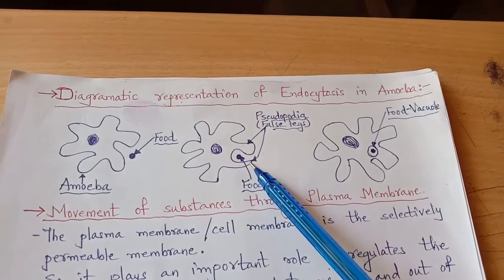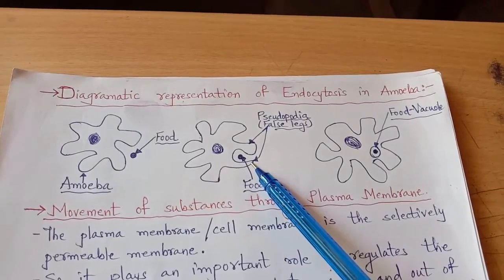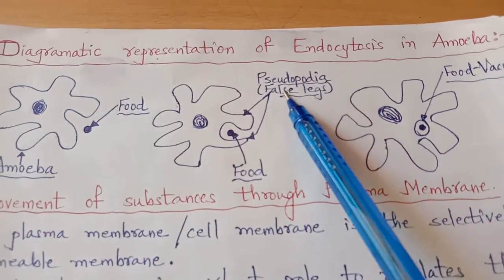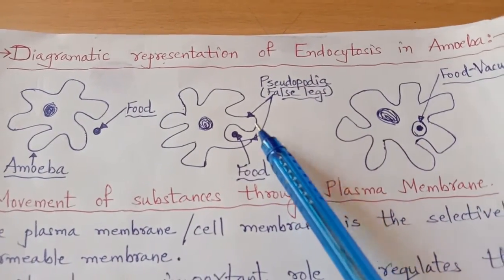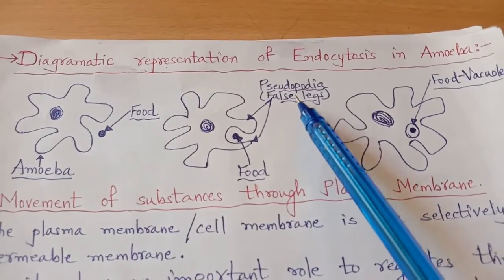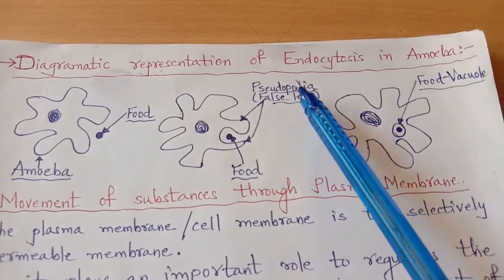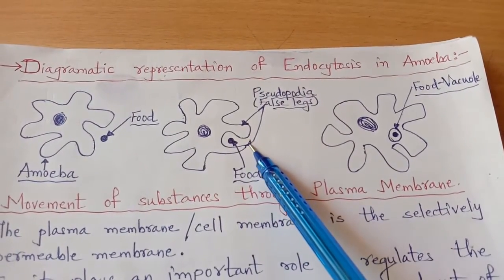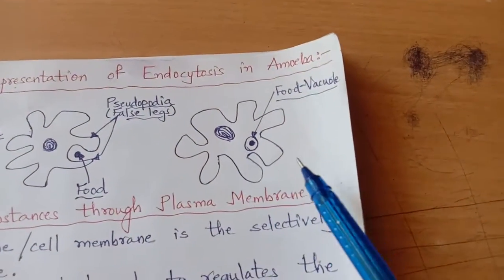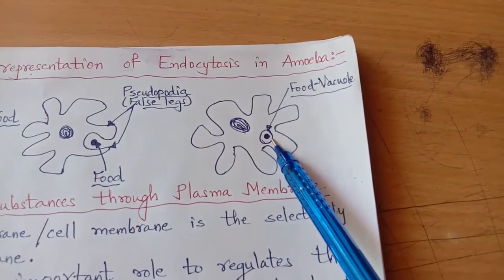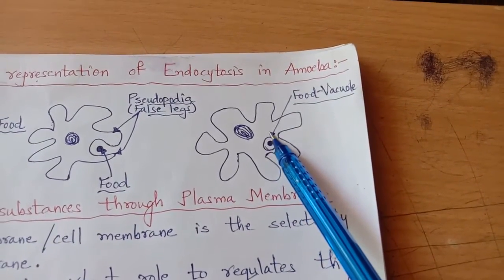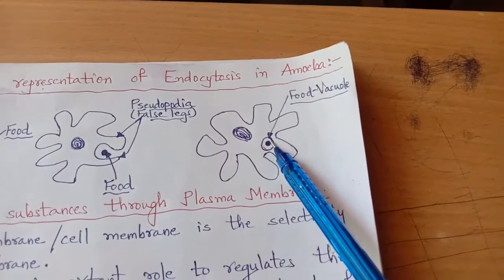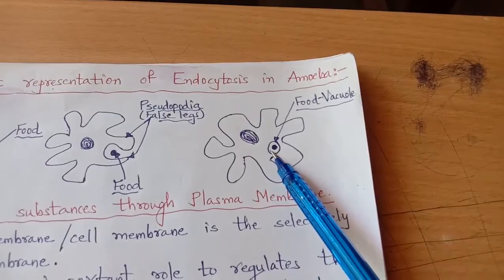So this extended projected part of the body is called pseudopodia. Pseudopodia means false leg. They are not the real legs, but here they help as a leg, so they are called false leg, which is the Latin word pseudopodia. Now this projection will join here, and you can see here the food is taken into the amoeba body, which is covered in a bag-like structure, which is called food vacuole. Vacuole is a bag-like structure in which the food is stored.